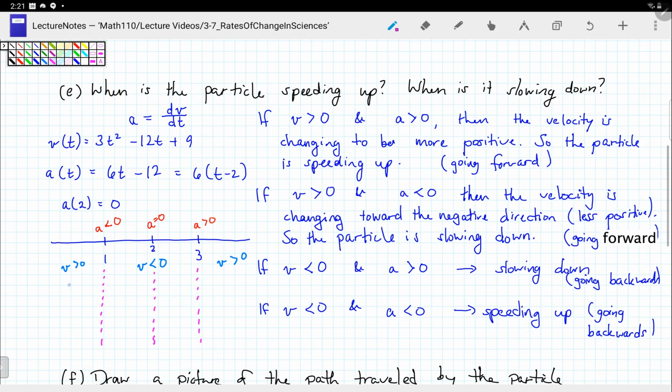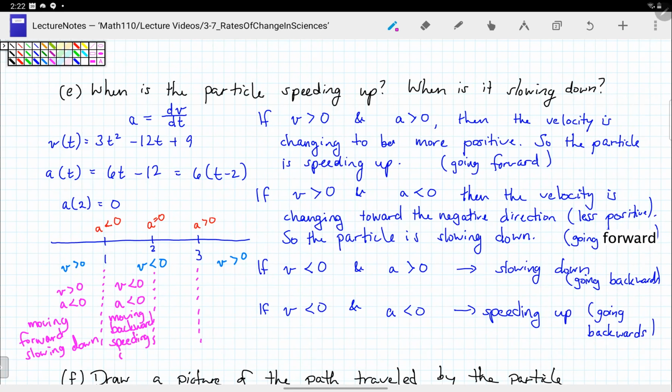Here we have velocity is positive and acceleration is negative. So that means we're moving forward and accelerating backwards, which means we're slowing down. Between 1 and 2, my velocity is negative and my acceleration is also negative. So because my velocity is negative, I'm moving backward. And because I am moving backward and also accelerating backward, that means I must be speeding up.